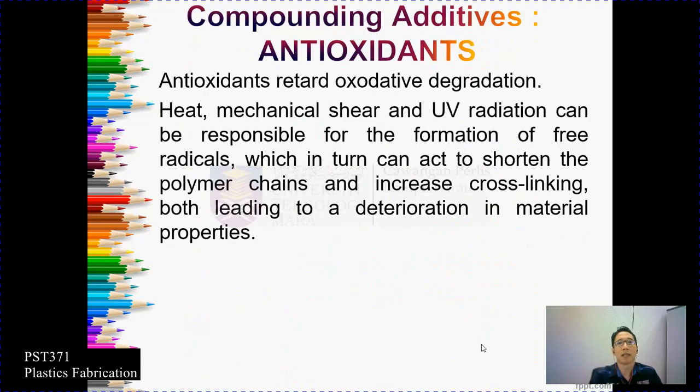And then we have antioxidant. Antioxidants retard oxidative degradation. Heat, mechanical shear, and UV degradation can be responsible for the formation of free radicals, which in turn can act to shorten the polymer chain and increase the cross-linking, both leading to a deterioration in material properties. Usually, antioxidants are used for polymeric material that operates at high temperature, or in outdoor applications. So they interact with heat, any mechanical shearing effect, or UV degradation. Free radicals jump from one chain to another, breaking the chain and deteriorating the polymeric material.